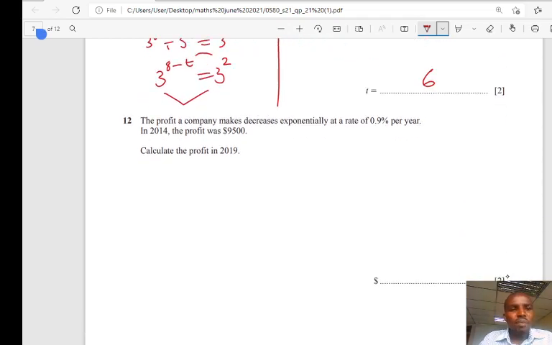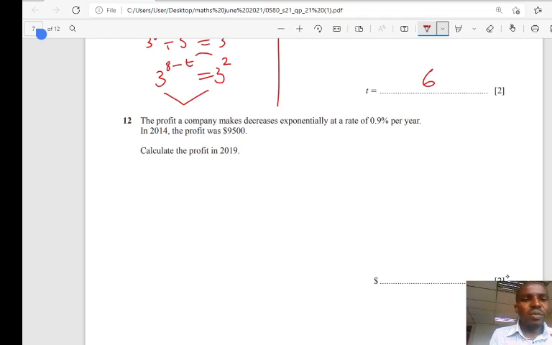The profit of a company decreases exponentially at a rate of 0.9% per year. In 2014, the profit was 9,500. Calculate the profit in 2019. It's after how many years? From 2014 to 2019, it's after 5 years. So time is 5 years.